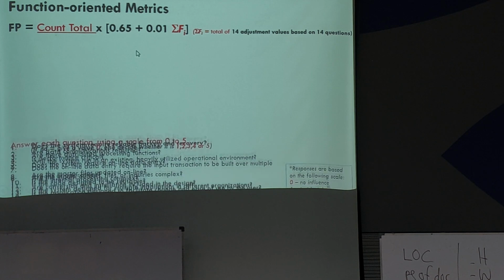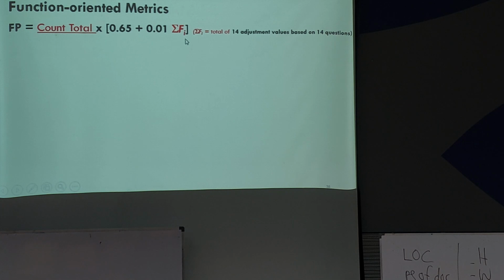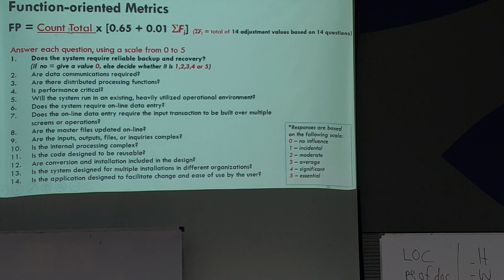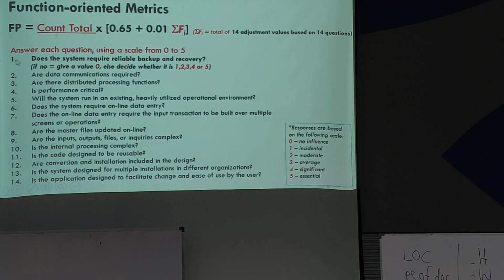So summation Fi is the total of 14 adjustment values based on 14 questions. For this part, you give a scale. For summation Fi, there are 14 questions here. For each question, you give a scale from 0 to 5.